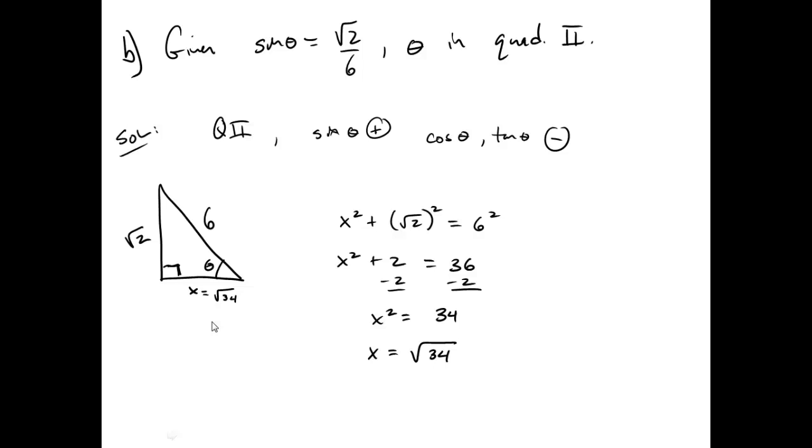Now we can go through and find all the trig functions. I might do this on the next page just so I have more space. I'll redraw the triangle though. Alright, so here's the triangle. Alright, so there's a right angle. This side is square root of 34. This side was square root of 2. This side is 6. Alright, and theta was down here. I know this isn't to scale, but that's okay.